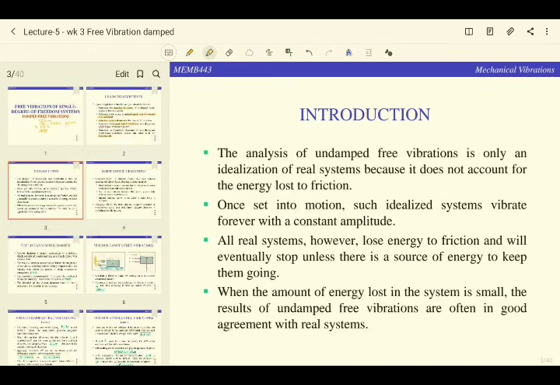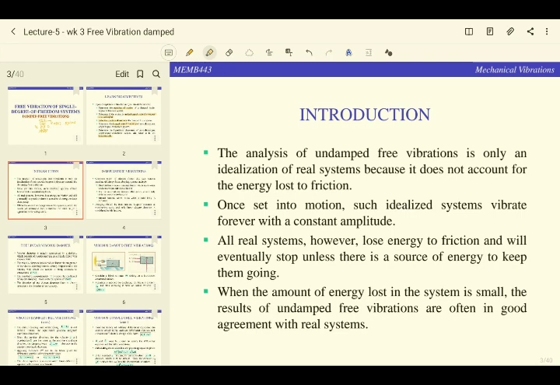The analysis of undamped free vibrations is only an idealization, so it doesn't occur because in our real world there is a lot of loss or friction. That's why an undamped free vibration is only an ideal case where it does not account for energy loss to friction. Once set into motion, such an idealized system vibrates forever with a constant amplitude. However, in a real system, it will stop, isn't it?